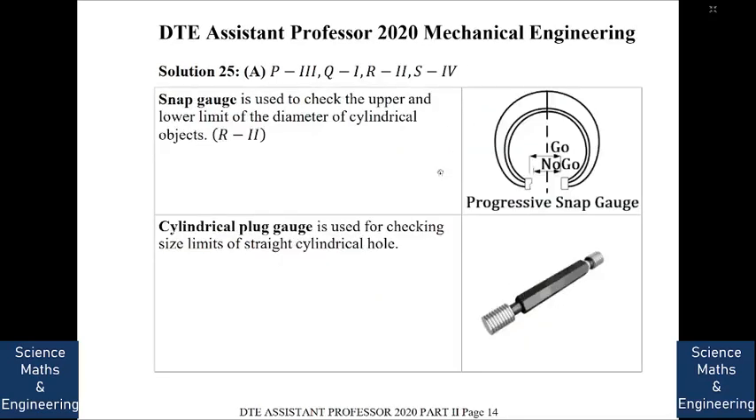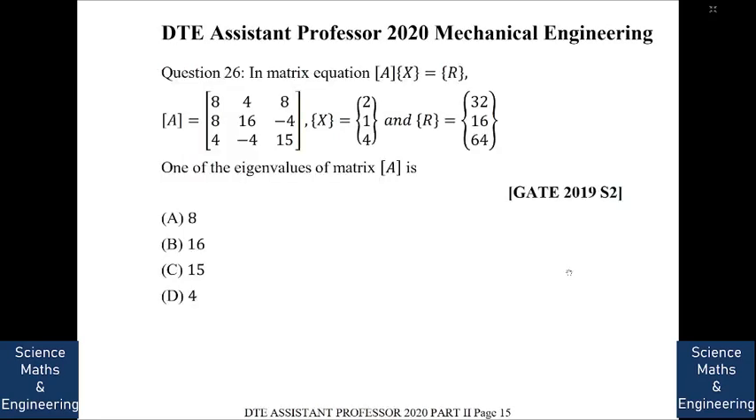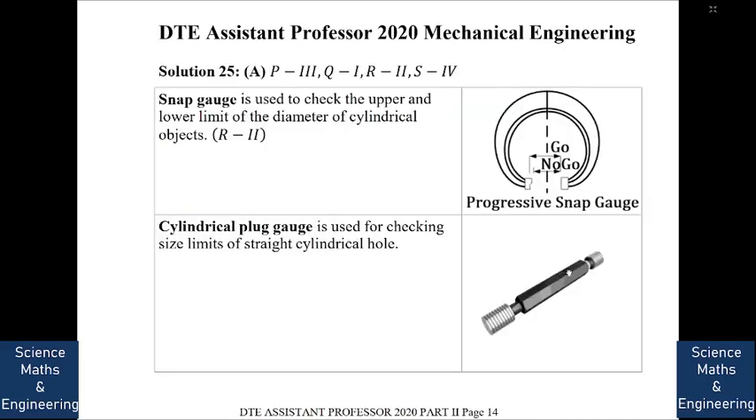Next, we have the snap gauge. It is used to check the upper and lower limit of a diameter of a cylindrical object. As we can see, this is the no go and this is go. So you can check the upper and lower limit of any diameter, like a cylindrical object. Next, the cylindrical plug gauge. It is used to check the size limits of a straight cylindrical hole. This is the diagram of a cylindrical plug gauge. So here our option A would be the correct answer.